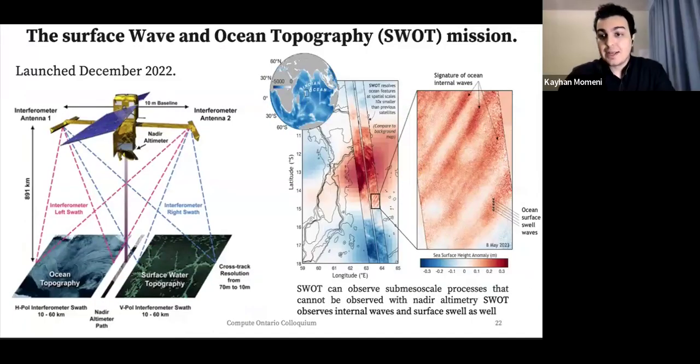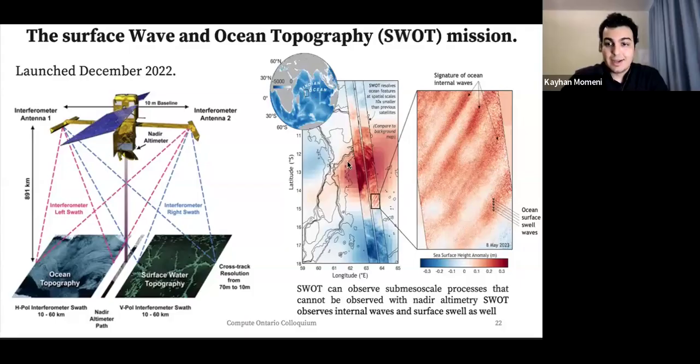Now, as of 3 years ago, a NASA mission that some of you may have heard of, the Surface Water and Ocean Topography, SWOT mission, was launched. At its core, SWOT is a satellite altimeter that measures sea surface height, but it does so with unprecedented accuracy. I'm not an expert on the instrument and the data set. I'm still learning this. But the basic idea is this.